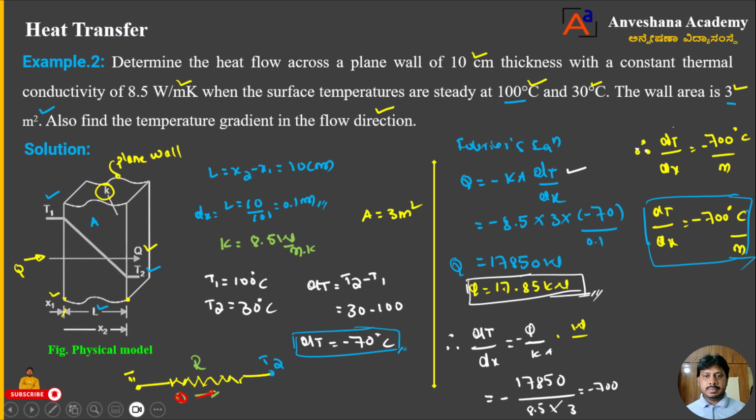This is how to solve the numerical, dear students. Now the final answer is minus 700 degrees Celsius per meter. This is how to solve the problem.